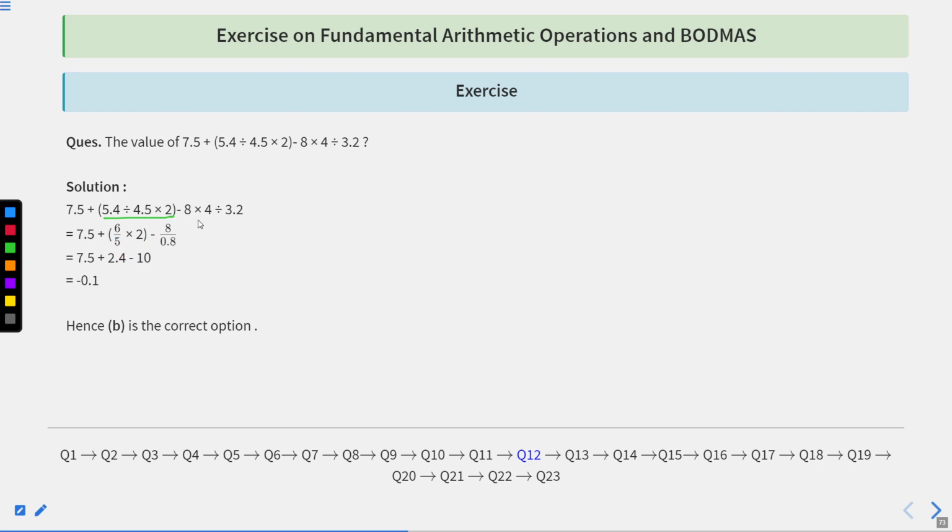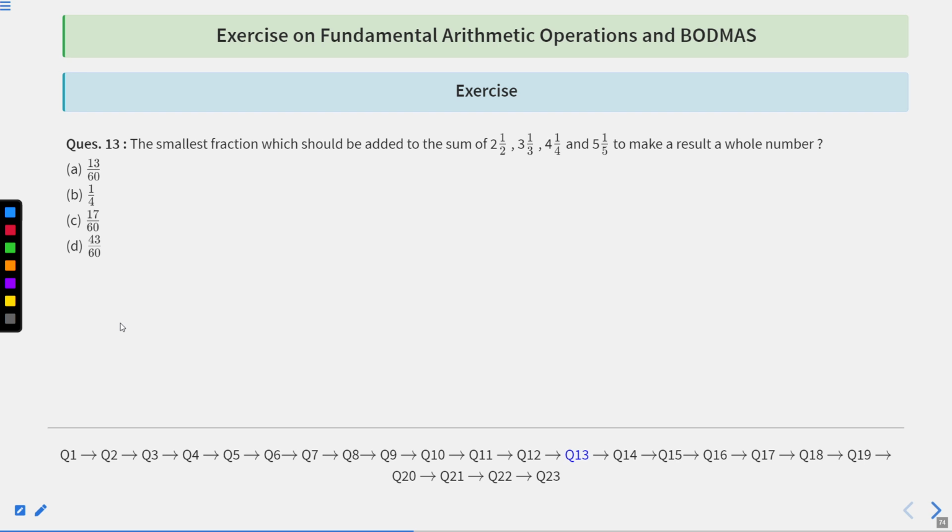And we can write this thing as 8 upon 0.8. So on simplifying further, we will have 7.5 plus 2.4 minus 10, which is equal to minus 0.1. The correct answer here is option number B.